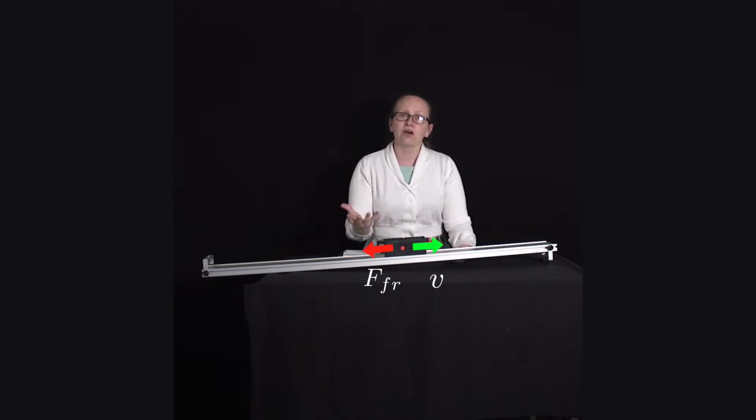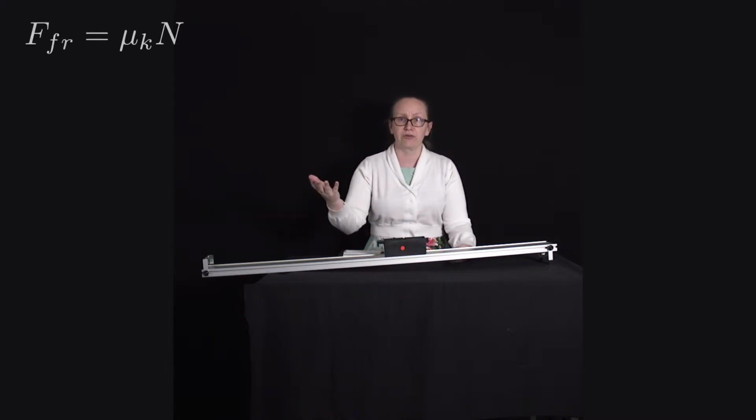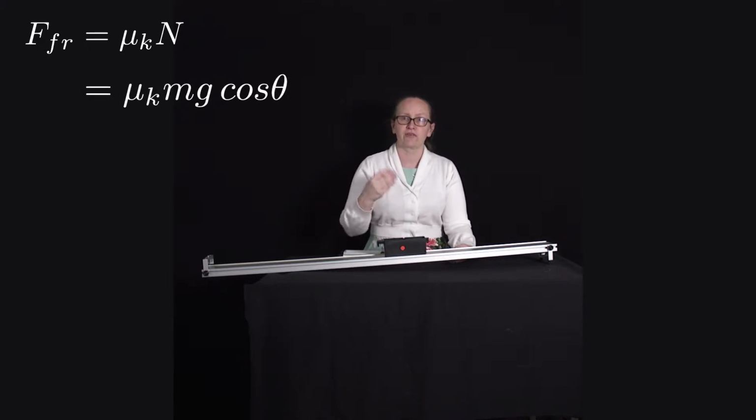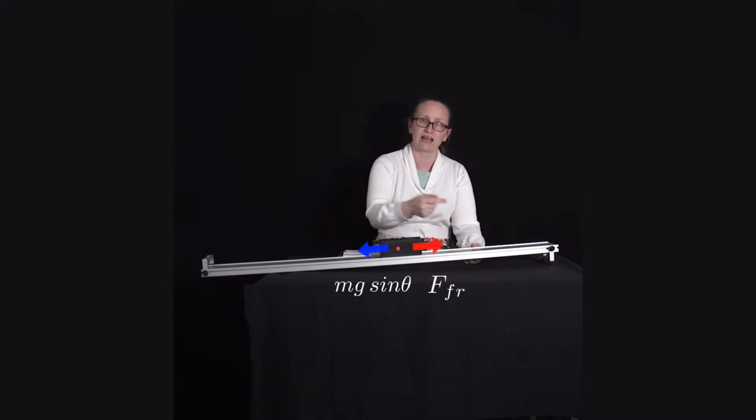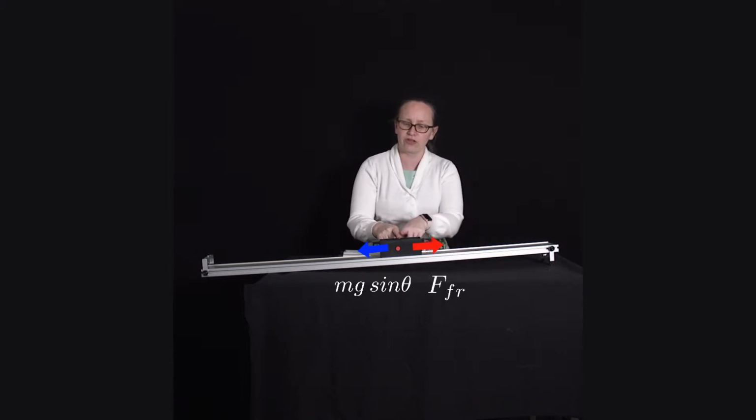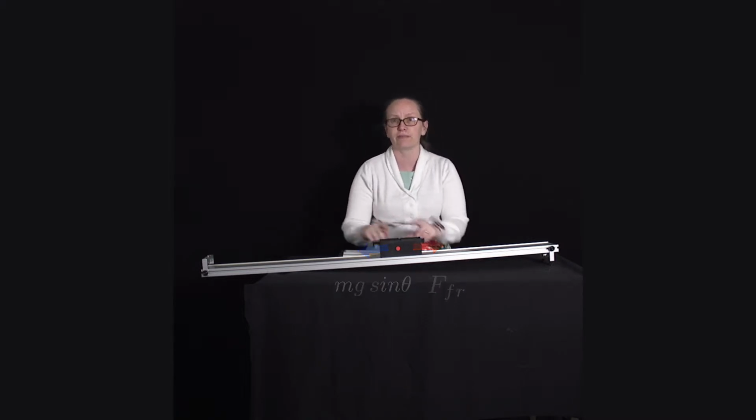The size of the frictional force is given by mu k times the normal reaction force, and the normal reaction force is just mg cos theta. So we've got that the frictional force is equal to mu k times mg cos theta. Now in the case when it's moving down the slope, the frictional force opposes this motion. So the frictional force is acting up the slope while the component of the weight force is down the slope.